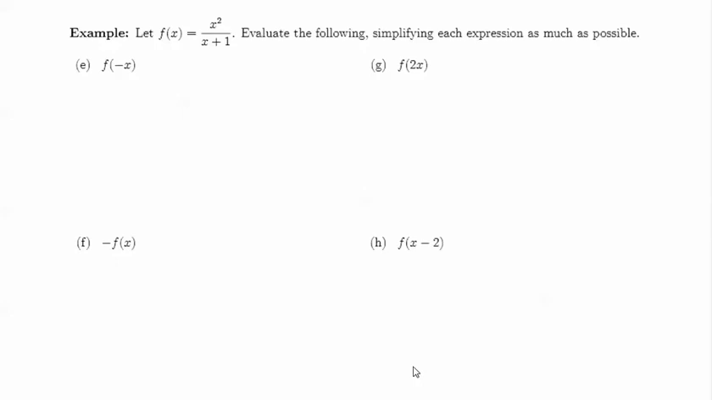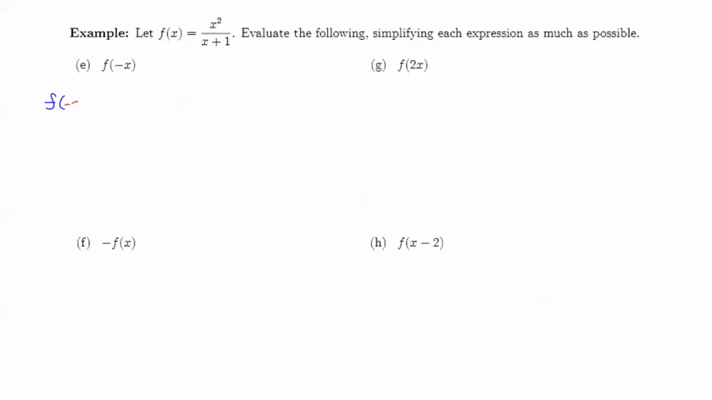In this example, we're going to evaluate various expressions involving the function f, where f of x is defined by x squared over the quantity x plus 1. The first one we'll look at is f of negative x, and the key here is to recognize that our input is negative x. So when we evaluate this function, we're just going to replace every instance of x that we see with negative x.